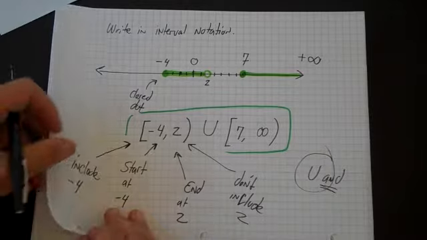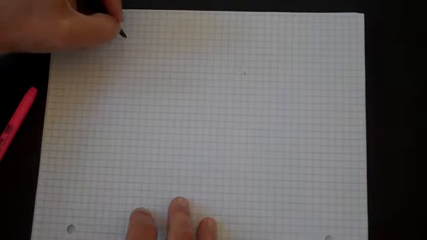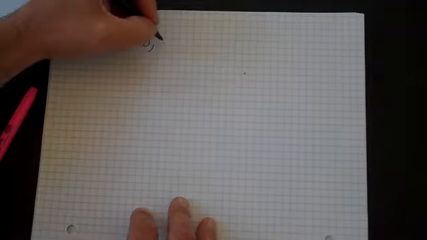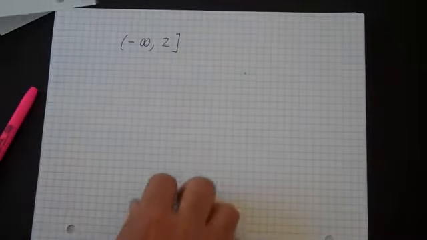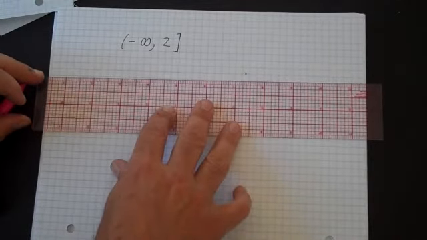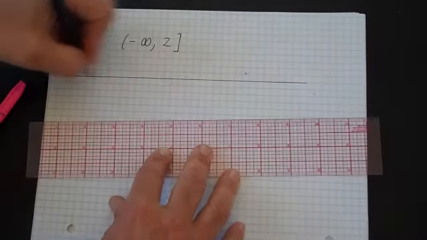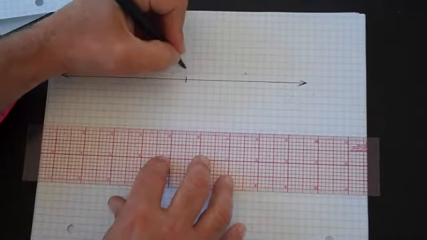Let's go the other way around. Let's say we start with the notation. So let's go from minus infinity to 2 included. Let's graph that real quick. So let's draw a number line. Let's put a 0 on here just to know where to start.